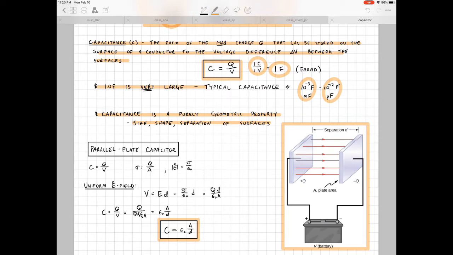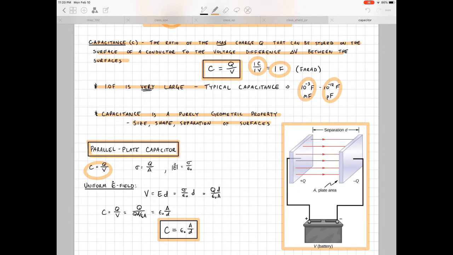Now, we're going to talk about three common types of capacitors. I already showed this one. The parallel plate capacitor is probably the most common type of capacitor that we'll see in examples and in applications. And so we're going to write out an expression for the capacitance for this particular setup. Remember the definition for capacitance.